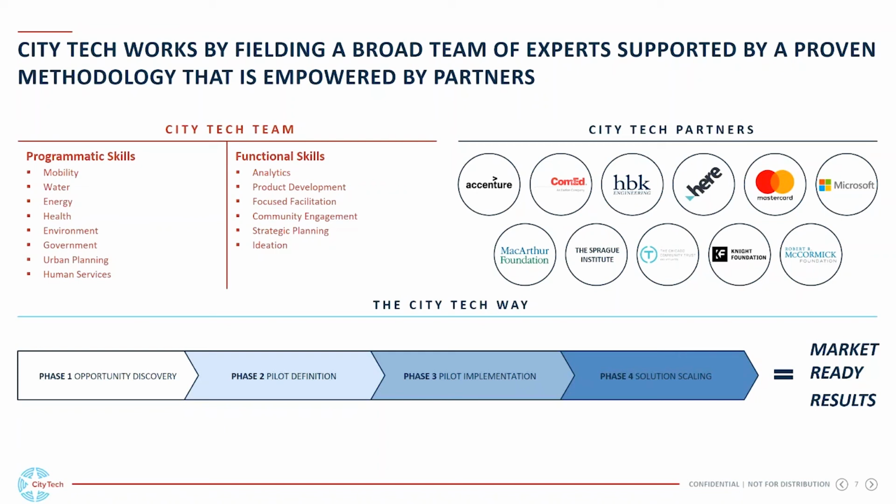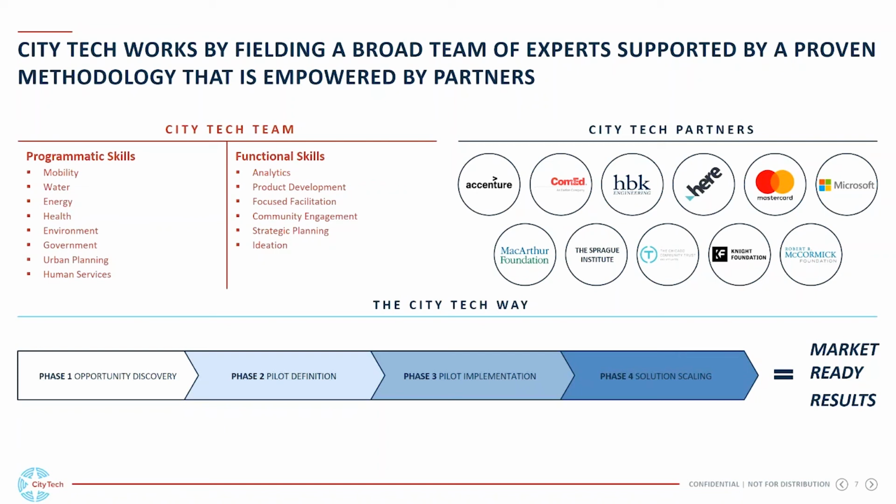Across our skill set, our partners and funders include a broad range of corporate partners as well as civic partners. So you'll see names such as Accenture, ComEd, which is an Exelon company, HERE Technologies, MasterCard, Microsoft. Locally, the MacArthur Foundation, the Sprague Institute, and the McCormick Foundation are among a number of our partners that fund our work and also provide subject matter experts and funding for specific pilot opportunities.